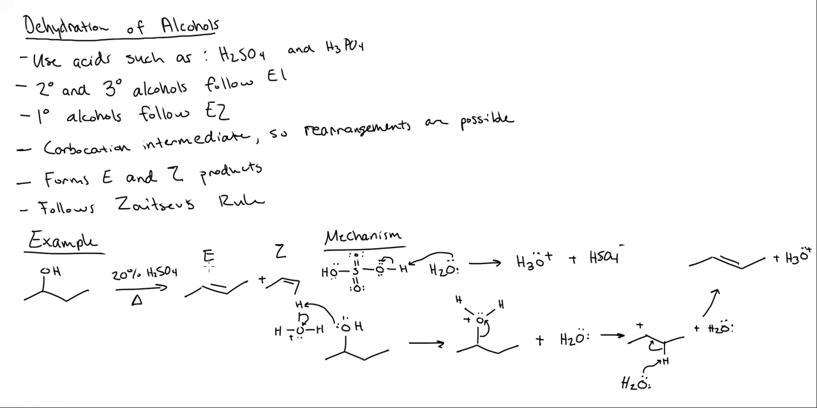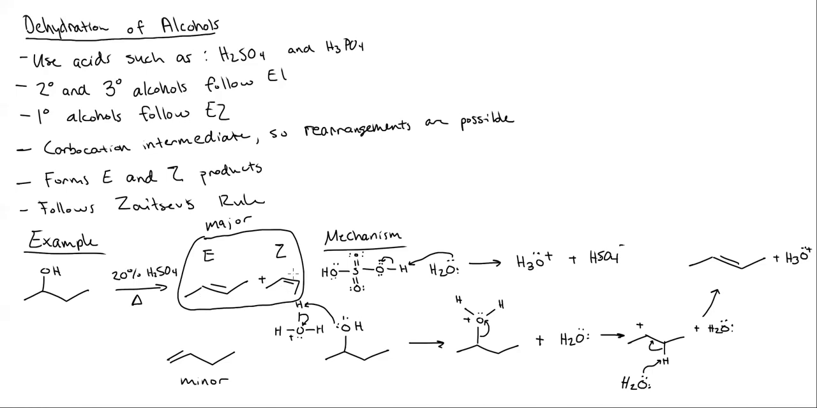The other thing to mention is that we do form this one. We do form this, but again, just like it would be in E1, this is minor, okay? So these are my two major products. Why? Because these are the Zaitsev products, right? This follows Zaitsev's rule. So the more substituted alkenes are going to be the major products. So this is the minor product. So we're not too worried about that. So if I was going to write the major product, I'd write these two.